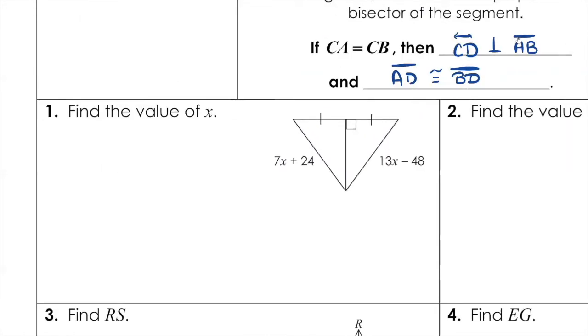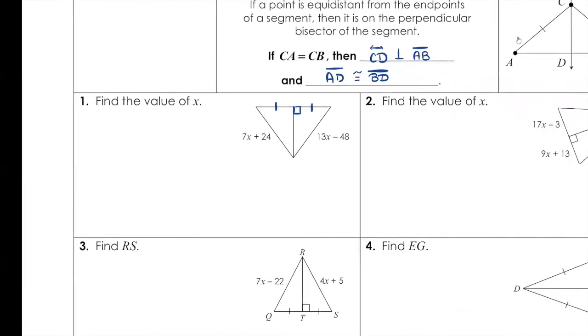Find the value of x. Okay, so we've got a right angle and it's been bisected. So what do we know about those two values? They're going to be congruent. So we know that each one of our hypotenuses must be congruent.